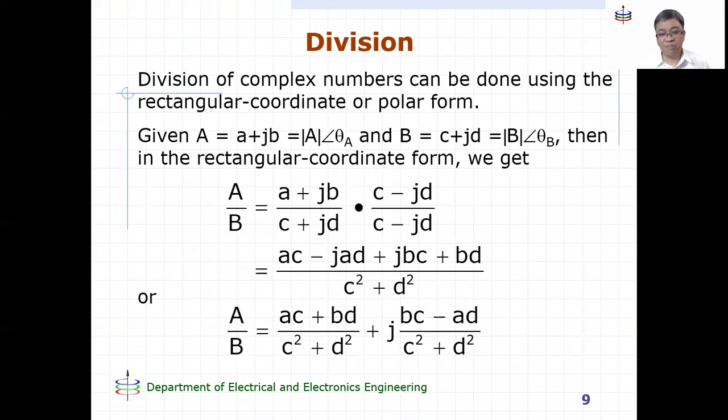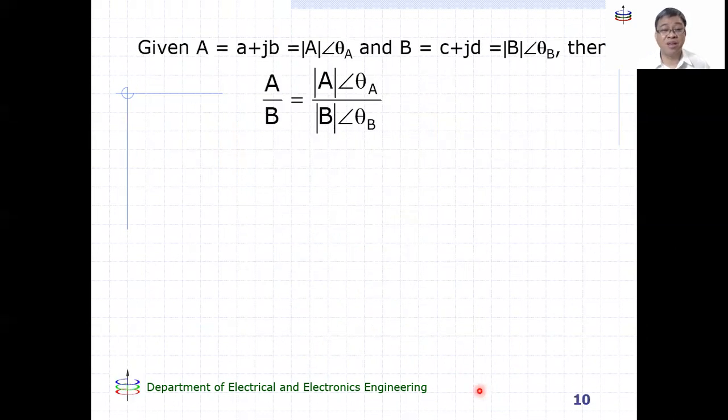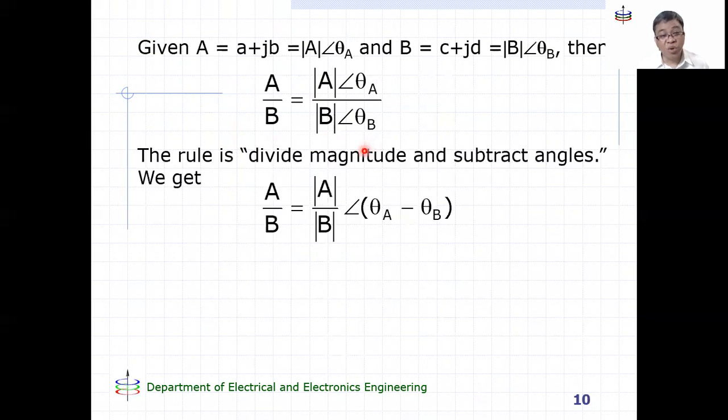It's not too bad, it can be done, but as you can imagine, it should look easier if you do it in polar form. So in polar form, that's A, magnitude of A, angle theta A, divided by B, magnitude of B, angle theta B. The rule is we divide magnitudes and subtract angles. So the ratio should read as magnitude A over magnitude B, angle theta A minus theta B.